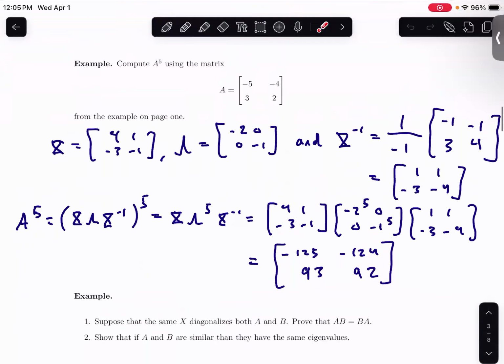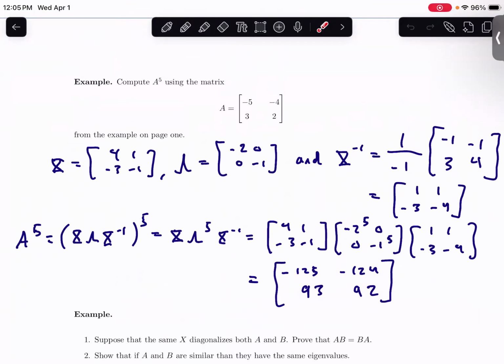Okay, and so we did one example where this is where we concluded, right? We looked at A to the fifth power, where A was the following matrix. We found the eigenvalues and eigenvectors of A in the previous problem. So from there, we were able to diagonalize A using X, lambda, and X inverse in the following way. A to the fifth power then just becomes X times lambda to the fifth power times X inverse.